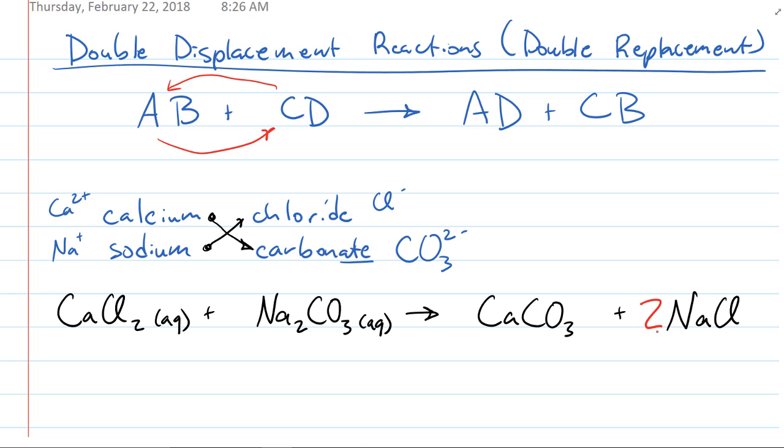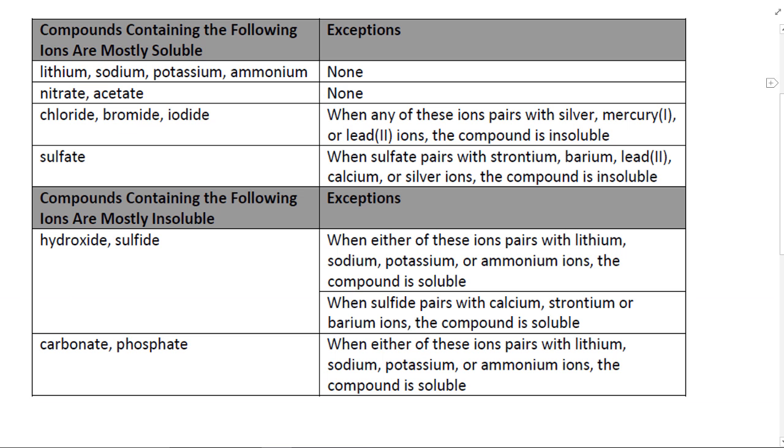So now to figure out the phase labels, that's what our solubility table is for. If we go back to our solubility table, it is broken into 2 parts. Those which are mostly soluble, and those which are mostly insoluble. Something that is soluble means it will dissolve. If it is insoluble, that means it will not dissolve.